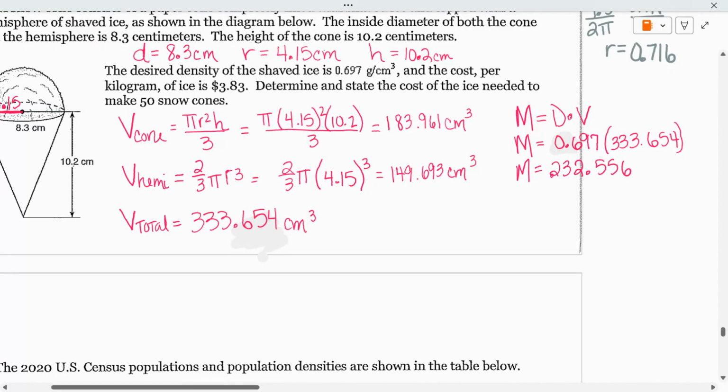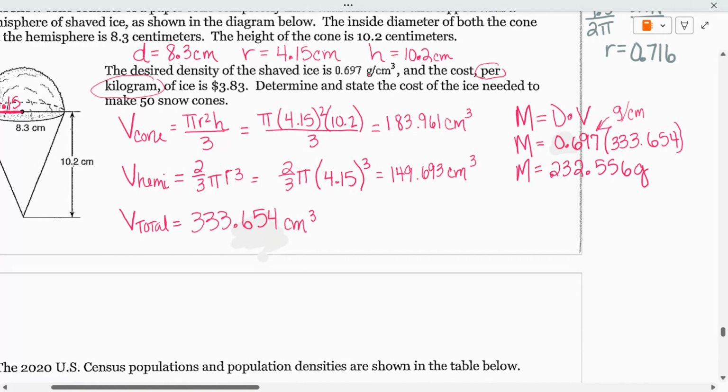Okay, so this is the cost. Let me think. This is given to me in grams per cubic centimeters, so the cubic centimeters cross off. So this is in grams. I need to know the cost per kilogram.